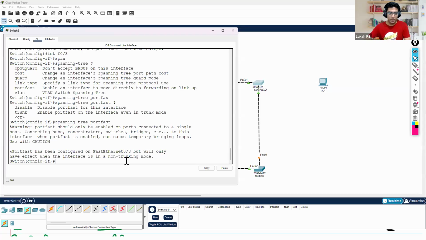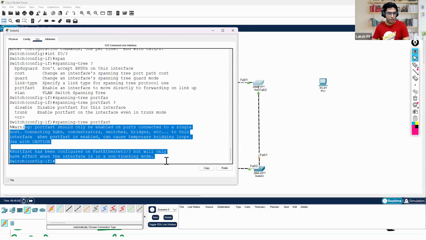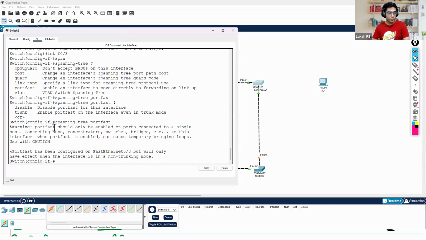Enter. Now the moment I execute that command, you can clearly see a warning. It says port fast should be enabled on ports connected to a single host only. Connecting hubs, concentrators, switches, bridges, etc. to this interface when port fast is enabled can cause temporary bridging loops. Use with caution. It throws a warning. And again, port fast has been configured on 0/3, but it will work only in a non-trunking mode.